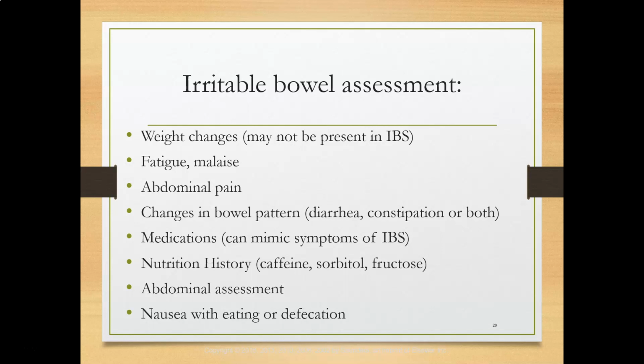Is it being caused by some medication they're taking? You want to see what their nutritional history is. Are they eating a lot of fructose or caffeine? Or sorbitol, which is the alcohol sugar, can cause a lot of diarrhea and irritability to the bowel, and it can act as if it is irritable bowel syndrome, but really it's just a side effect from the sugar alcohol. You want to make sure you do a thorough abdominal assessment, and you want to ask if they have nausea with eating or nausea when they are defecating.